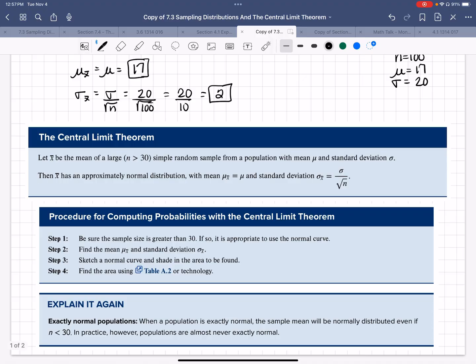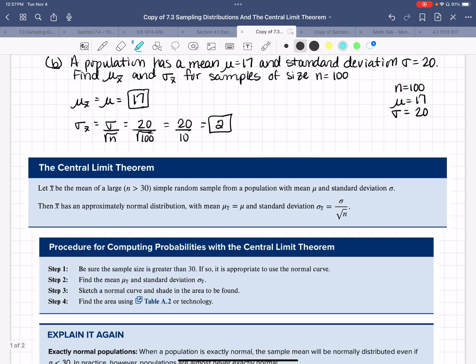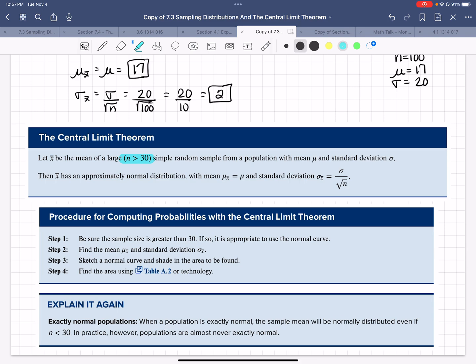Okay, this brings us to the central limit theorem. It says, let x bar be the mean of a large, n is greater than 30, simple random sample from a population with mean mu and standard deviation sigma. That does become important, guys, the n is greater than 30. Then x bar has an approximately normal distribution with the two means being equal and the standard deviation being what we just did.